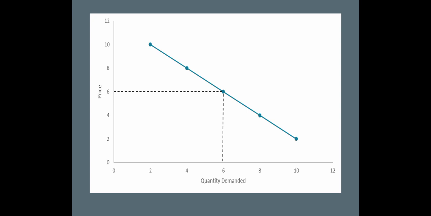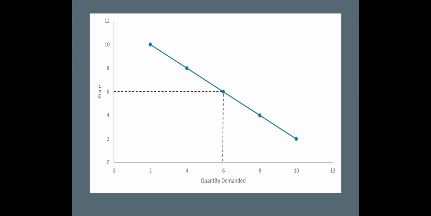Here we have downward sloping demand curve. When we plot the points on a graph, what we obtain is a downward sloping demand curve. That is, the demand curve has a negative slope. The negative slope of demand curve simply means that when price of the commodity increases, the quantity demanded falls, and when price of the commodity falls, the quantity demanded increases.